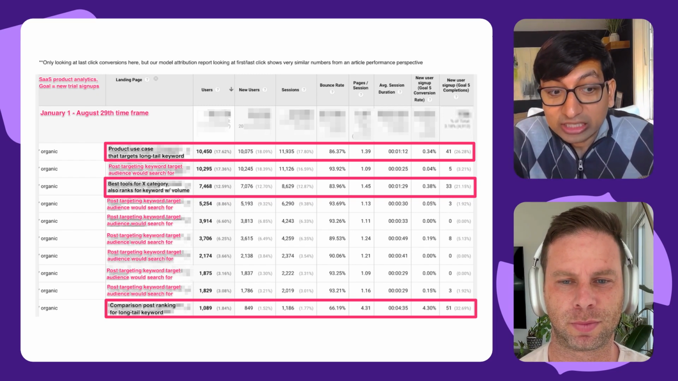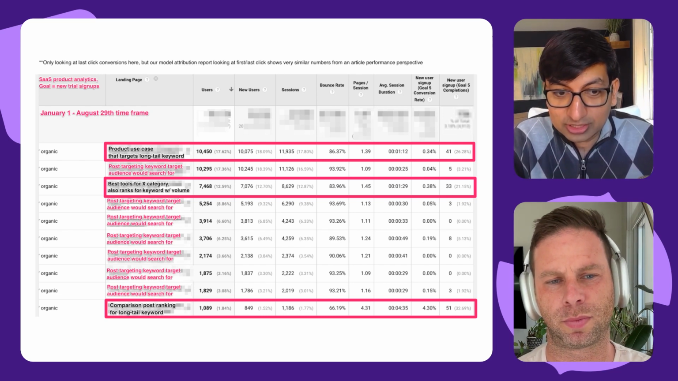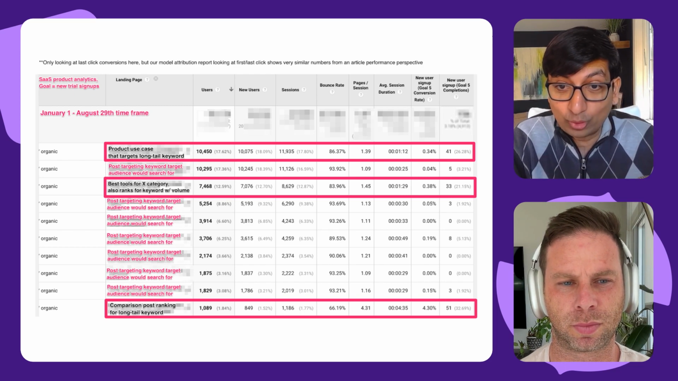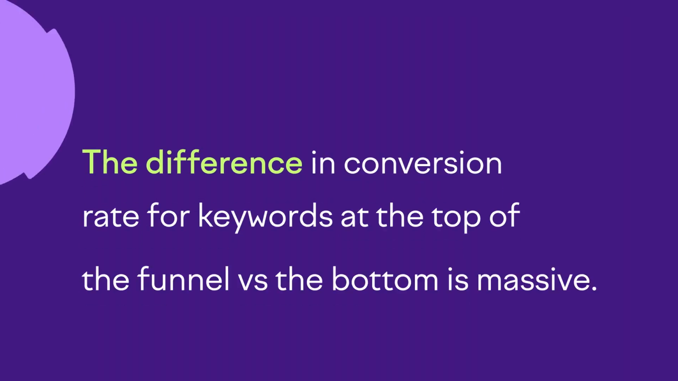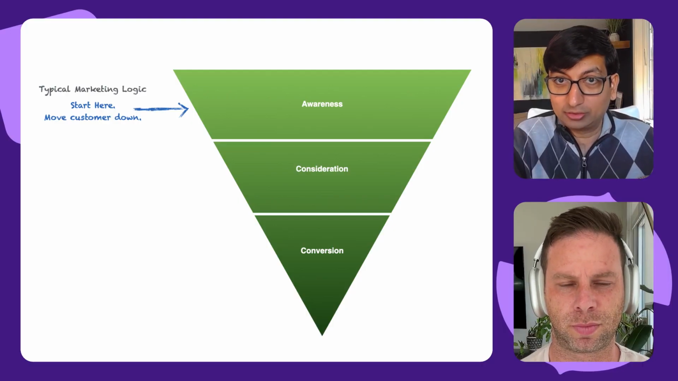And then even within bottom of the funnel, this one has 1,000 users in this time frame and 50 signups, while the top one has 10,000 users and 40 signups. With a tenth of the traffic, we got more signups. So the difference in conversion rate for keywords at the bottom versus the top is massive. And that's just one particular example.